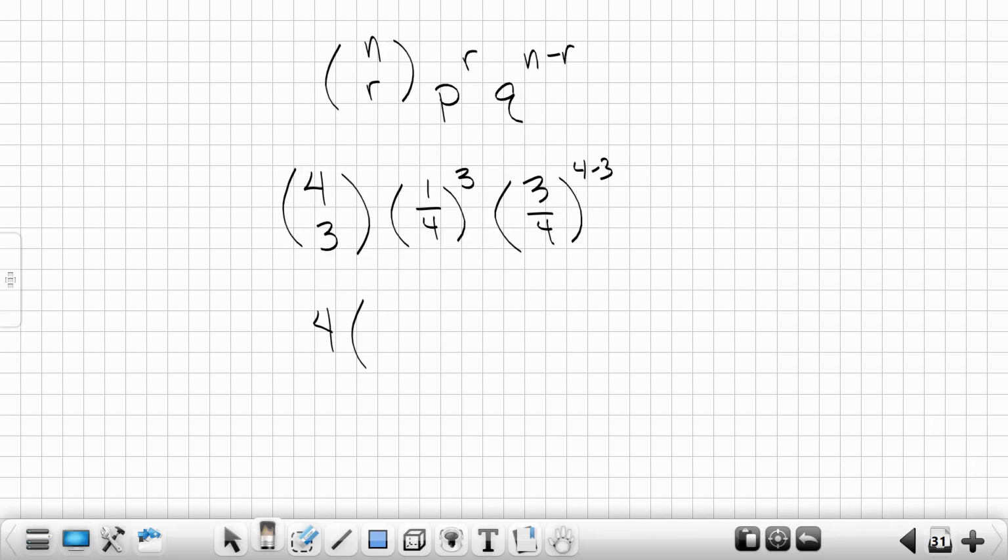So nCr is what we're going to say. Yes, we're going to do a times after that. So this would end up being 4. 1/4 to the 3rd power, so that's 1/64, yeah? Yes. 3/4 to the 1st power, that's 3/4.